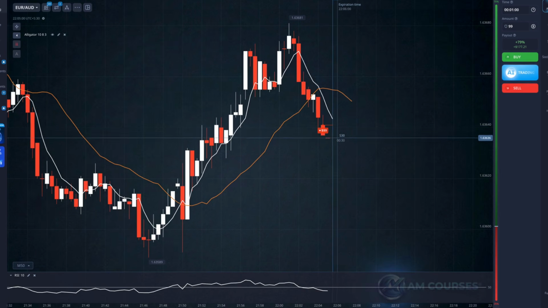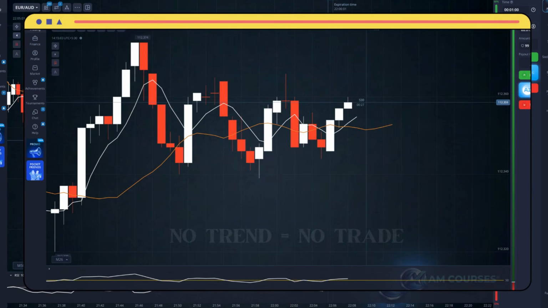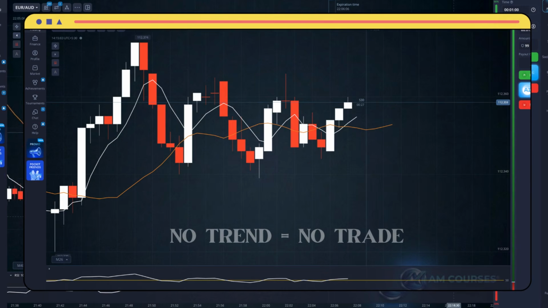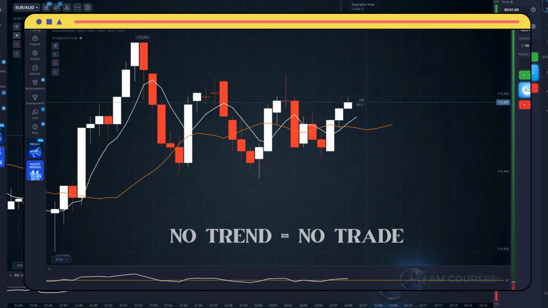When to stay out. Look at the 2 lines. If they are stuck together, sitting flat, crossing each other again and again, close the chart. Walk away. There is no trend to trade. And look below. If that line is sitting right on 50, going slightly above, slightly below, over and over, that means nobody is in control.